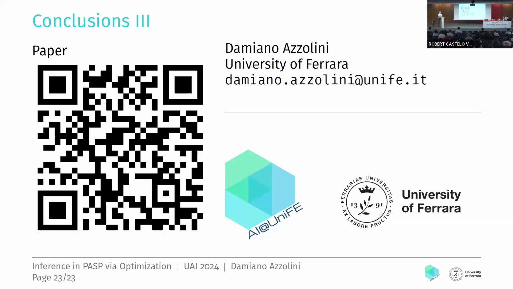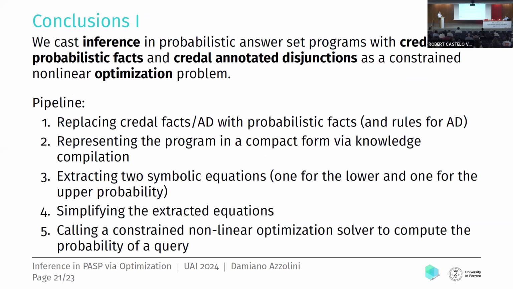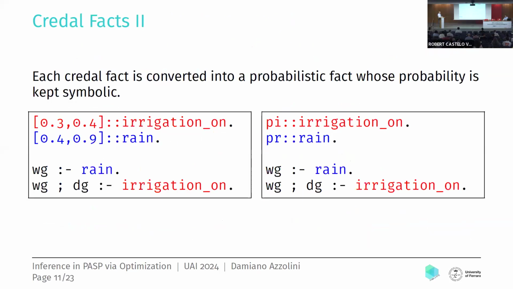I'd be curious if you can sketch a problem setup where this approach would struggle because the search phase really explodes, to get a sense of the scalability of this approach. Currently, let's consider this kind of program. In this kind of program, you have 2 credal facts.